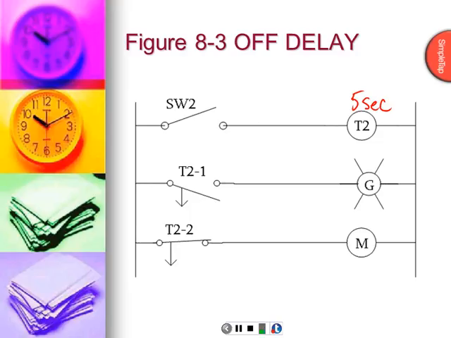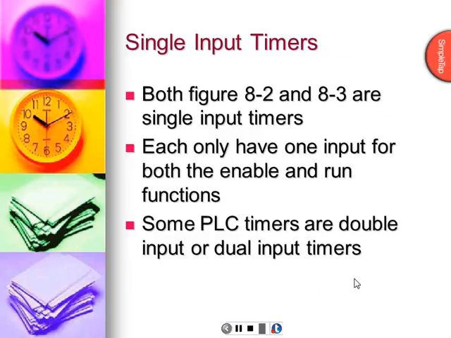I close switch 2. When I close switch 2, 1, 2, 3, 4, 5 seconds later, this guy will close, this guy will open. So it turns the green light on, turns the motor off. Everybody okay? Once that switch is opened, it should reset everything back and start over. Alright.